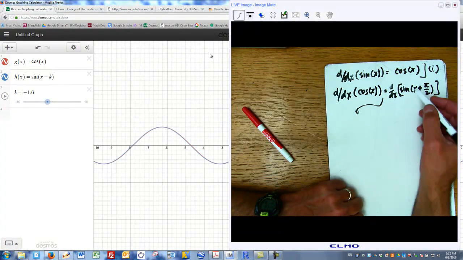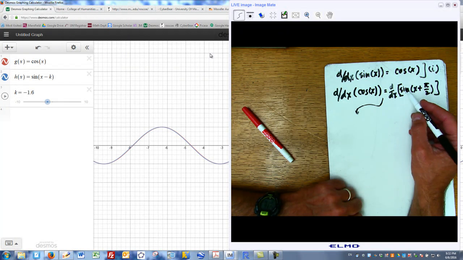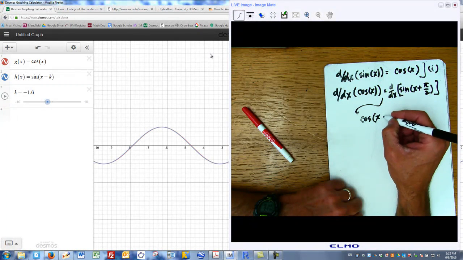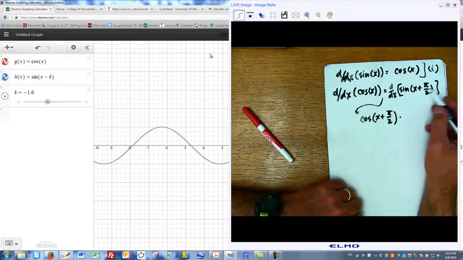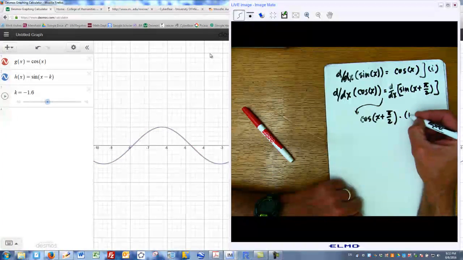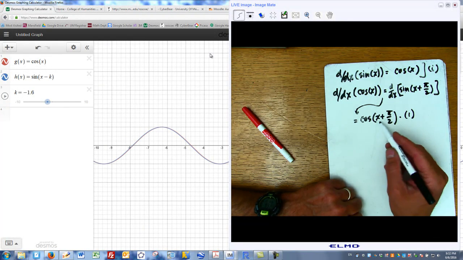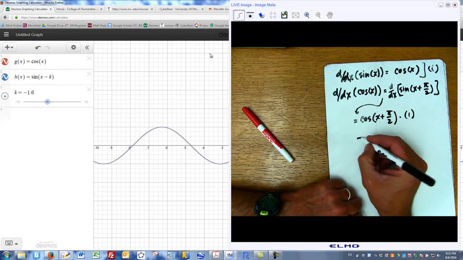So what we would do is take the derivative of the outside and then multiply it by the derivative of the inside. Well, the derivative of the outside would be the cosine of x plus pi over 2 times the derivative of the inside, the derivative of x plus pi over 2. Well, pi over 2 is a constant, and the derivative of x is just 1. So what we get as a derivative of the cosine of x is just the cosine of x plus pi over 2.